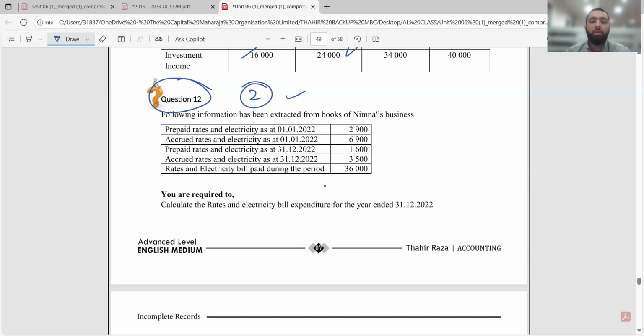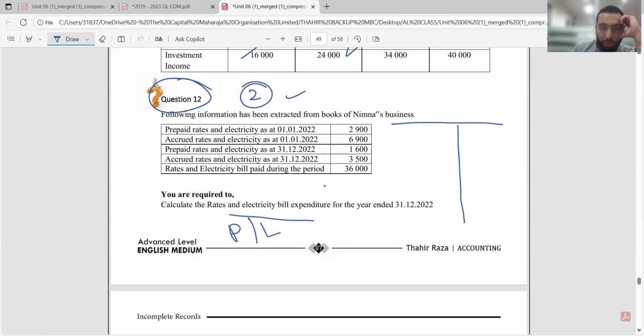Right? Okay. So let's move on to the answer. What they're asking, rates and electricity bill expenditure for the year. First of all, you need to understand whatever you can charge to the profit and loss account. Okay. So the expense they are asking. So let's prepare the account.